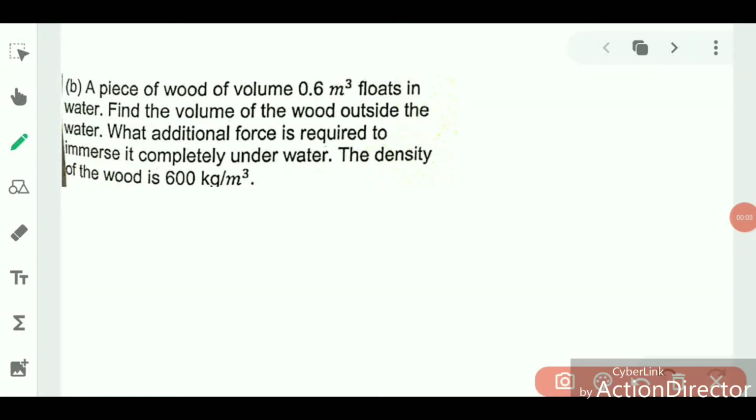Welcome to this tutorial on density and fluids. We'll be solving an exam question paper, and this is question B. You can kindly pause the video and attempt this question on your own.